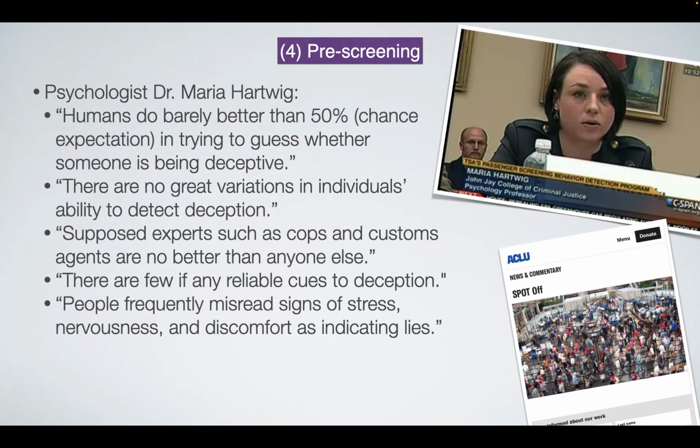Okay, so that's the SPOT program. This was a testimony that was given to one of the congressional groups, I forget which one. So this is a psychologist, and she's an expert in the area. This is from an article out of the ACLU. She says, humans are barely better than 50% in trying to guess whether someone's being deceptive or not. So you might have a very, very slight advantage, but basically it's impossible to tell.